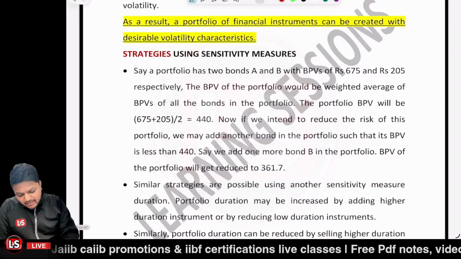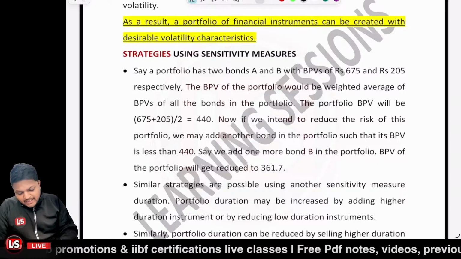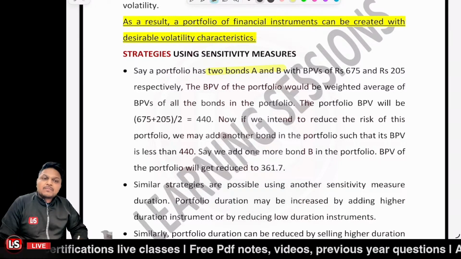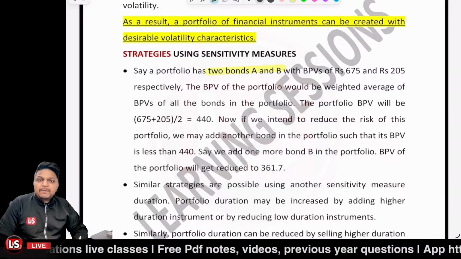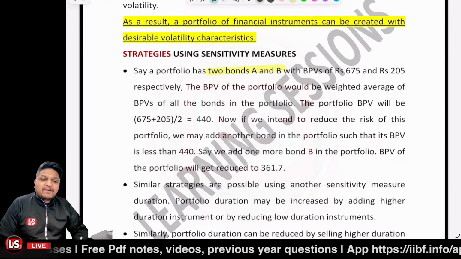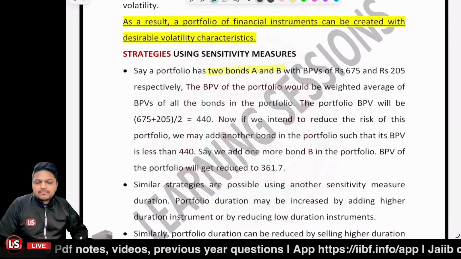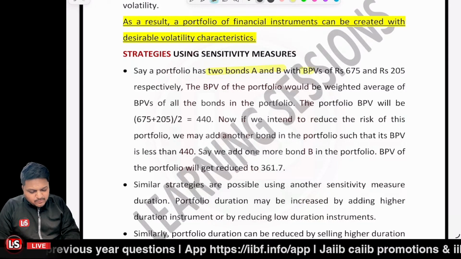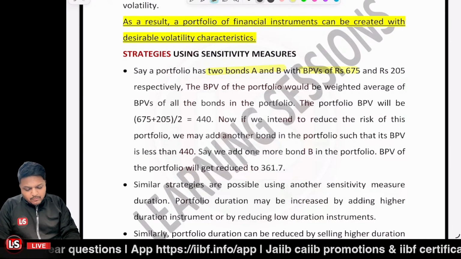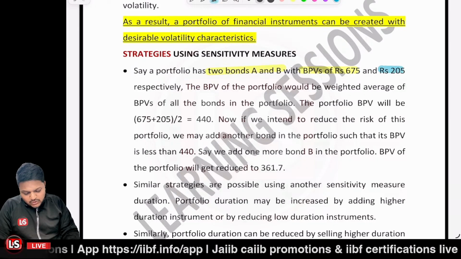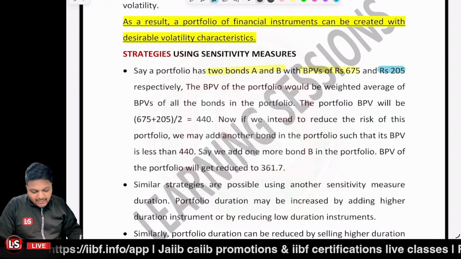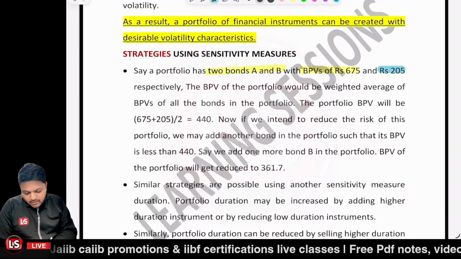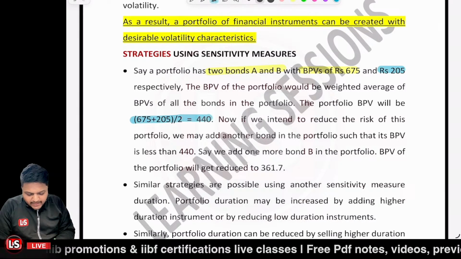Let's say we have a portfolio, and in that portfolio we have two bonds, bond A and bond B, with BPV, basis point value, of 675 and 205 respectively. One bond has a BPV of 675, and the other bond has a BPV of rupees 205. Now the weighted average BPV of the bond portfolio would be equal to what? It will be 675 plus 205 divided by 2, that is 440.